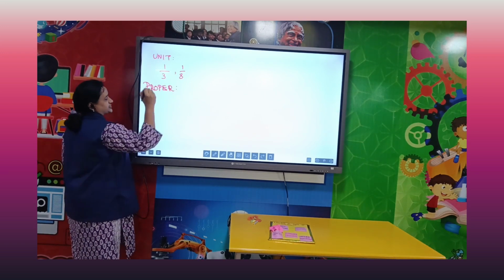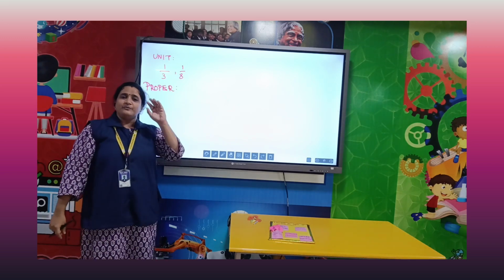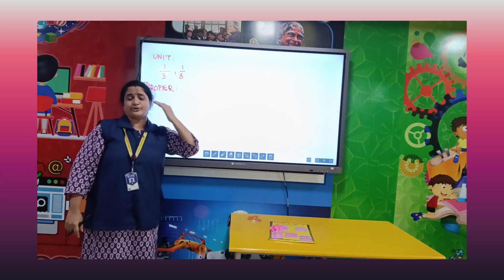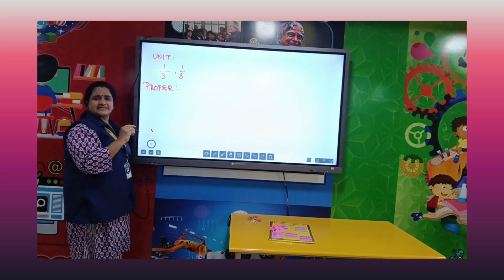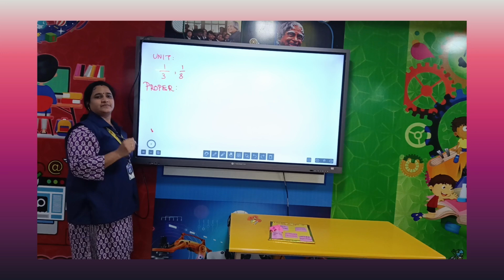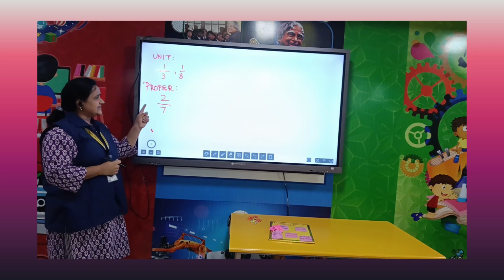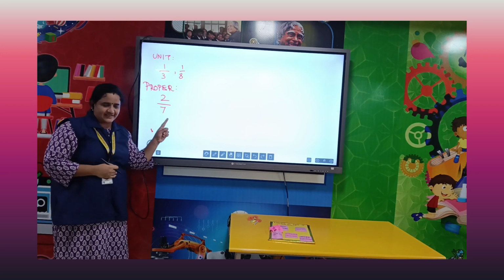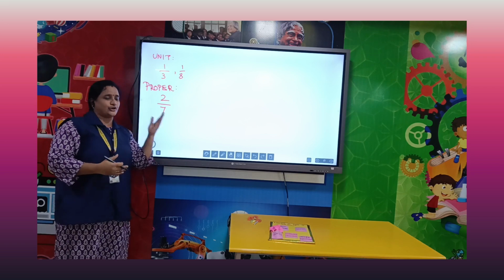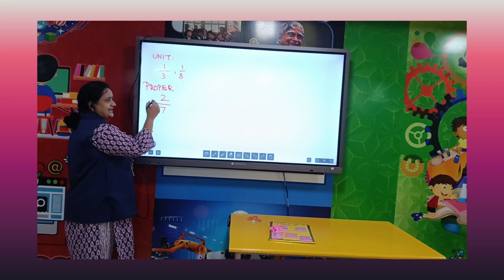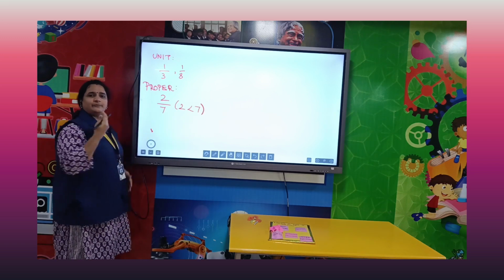Yes, for proper fraction. What is the definition for proper fraction? The number which is a numerator should be less than that of the denominator. Yes. Now, can anyone say the example for proper fraction? Yes, good. 2 by 7. Is it a proper fraction? Yes, because here the number in the numerator is less than that of the denominator. 2 is less than that of 7. That is called proper fraction.